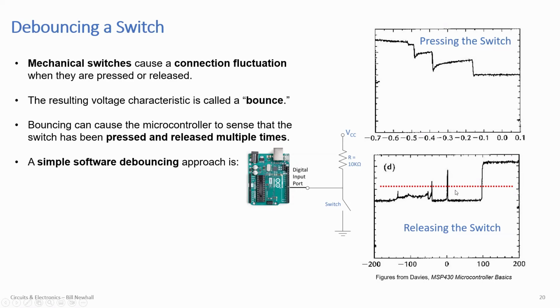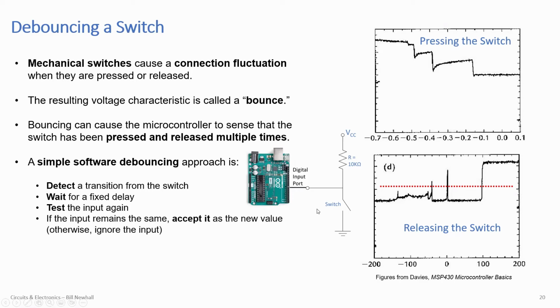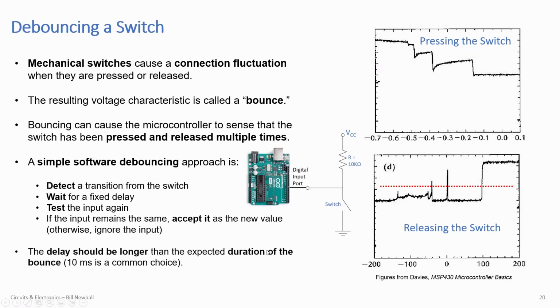And there's a simple software approach. The software debouncing approach is you detect a transition from the switch, right? Oh, the switch opened up. You wait a fixed delay, maybe a few milliseconds. You test the input again to see if you get the same answer. And by that time, hopefully all the bounces have settled and your switch has converged to a constant state. If that input remains the same, you accept it as the new value. Otherwise, you ignore that input. And typically, you have the delay longer than the expected duration of the bounce, and 10 milliseconds is a common choice.